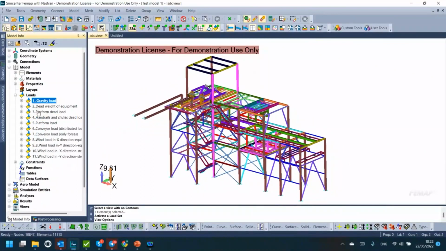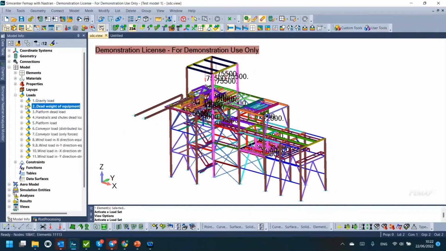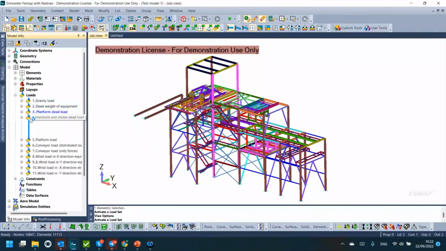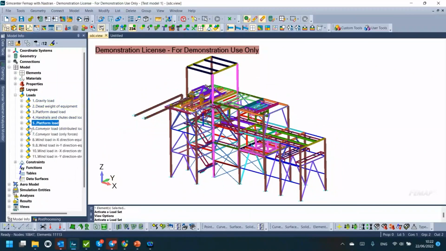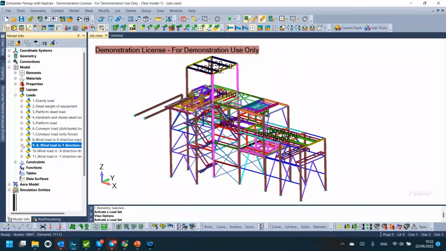So what do we do here? We have a lattice structure and we have 11 different loads applied separately to the structure. So this is the own weight from the equipment, platform dead load, handrails. We have another platform load. We have conveyor load, and we have wind load in different directions, which is acting on the structure. The only thing is that this is transferred with forces.